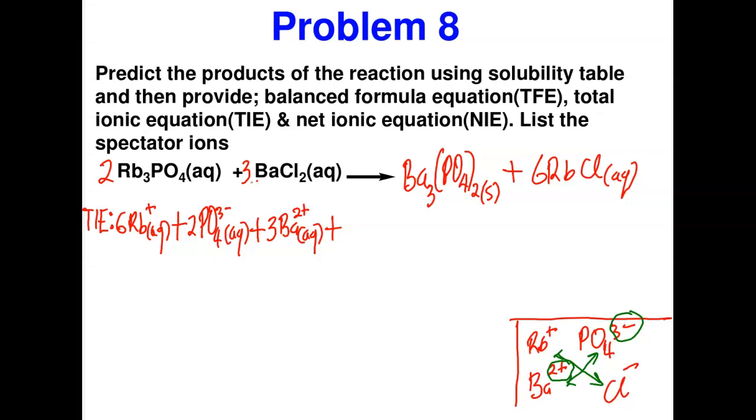Now, how many chlorine do we have here? 3 times 2, 6 chloride ions. So it's going to be 6 Cl minus. This will give you aqueous.